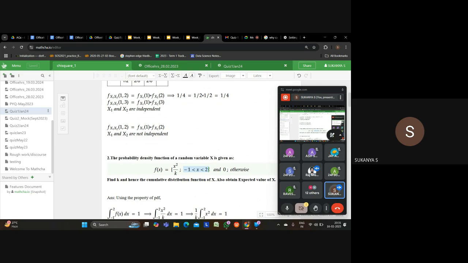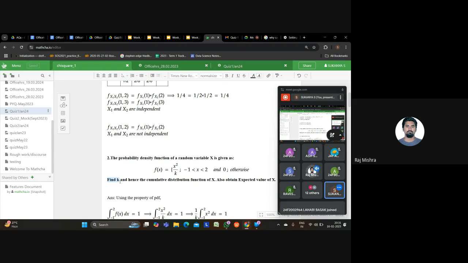So, what random variable is this? Yeah, continuous. It's a continuous random variable. Now, what's the first part? There are three parts for this question. First is find k. Second says find the CDF function. And the third part says find the expected value, right? Okay, find k. How can we find k? Using which property can we find k?